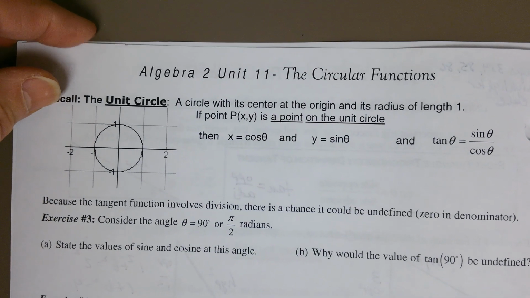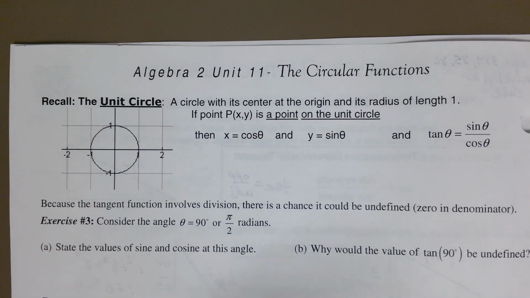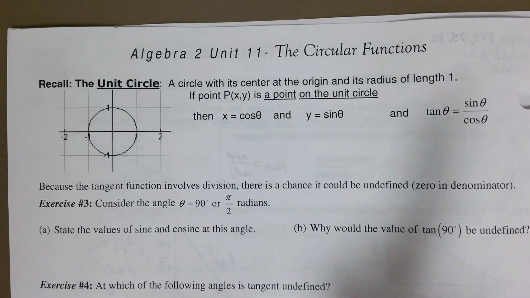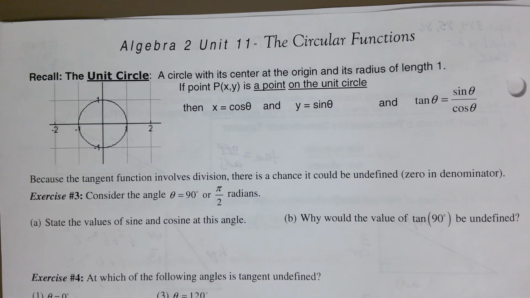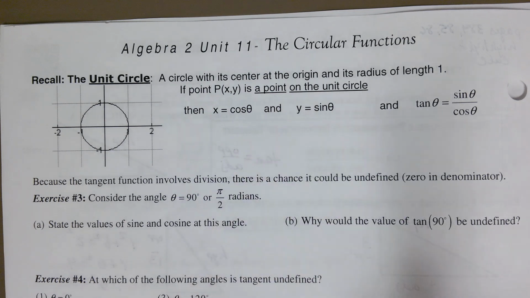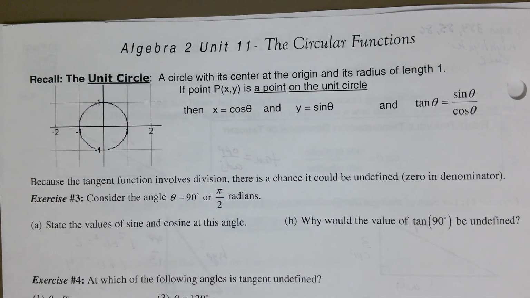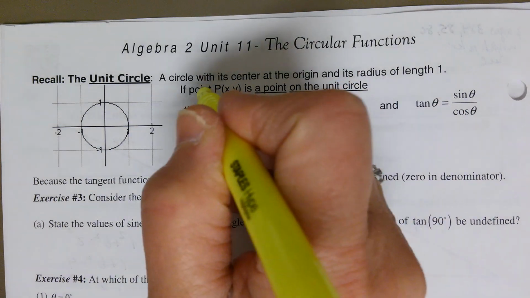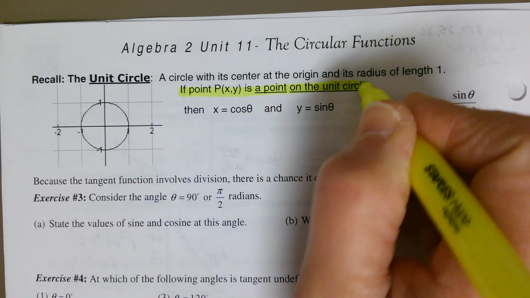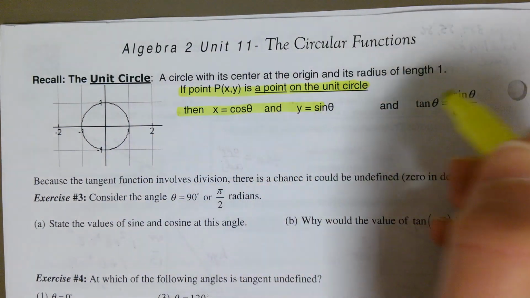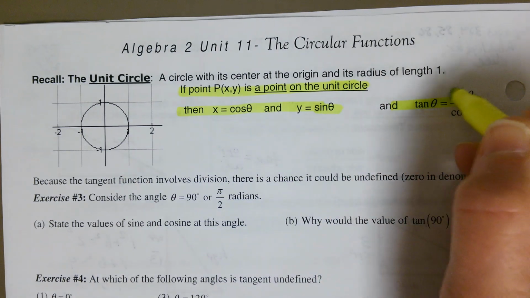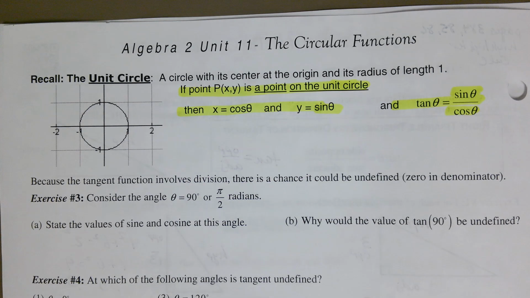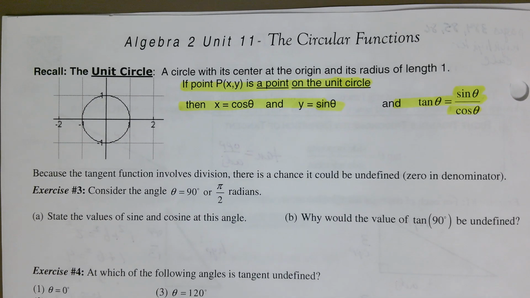A circle with its center at the origin and its radius of length 1 is our unit circle. If point P (x, y) is a point on the unit circle, then x equals cosine theta, y equals sine theta, and tangent equals sine over cosine. If we are on the unit circle, you want to memorize these three things.